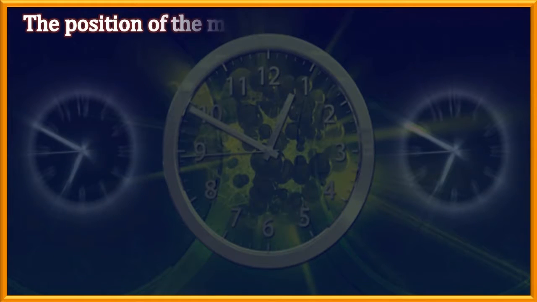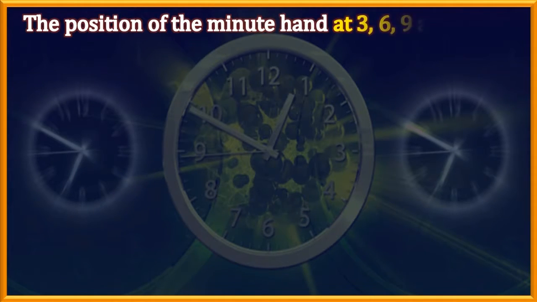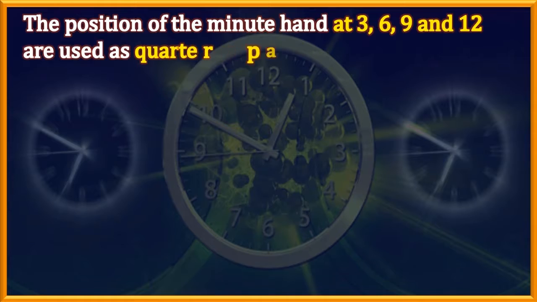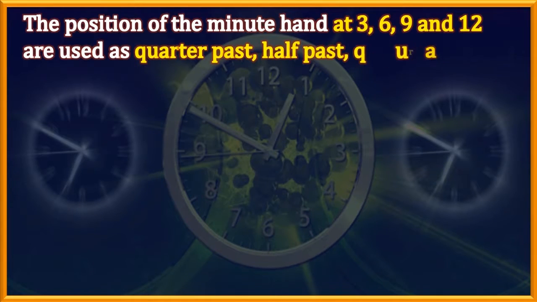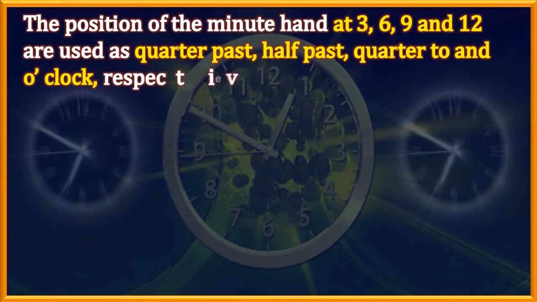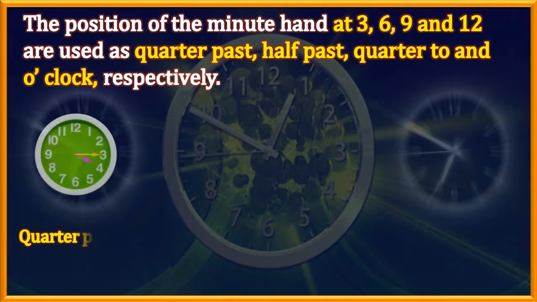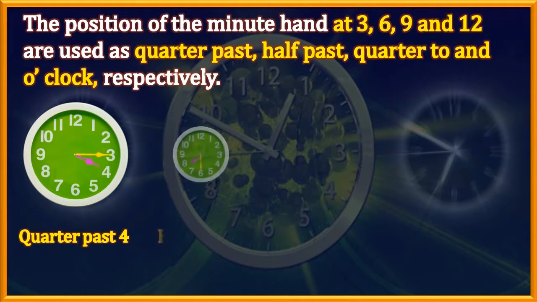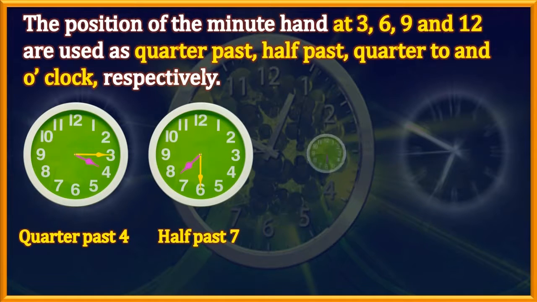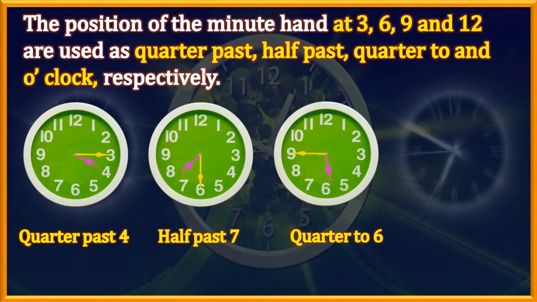The position of the minute hand at 3, 6, 9 and 12 are used as quarter past, half past, quarter to and o'clock respectively. For example, this is quarter past 4, half past 7, quarter to 6 and 8 o'clock.